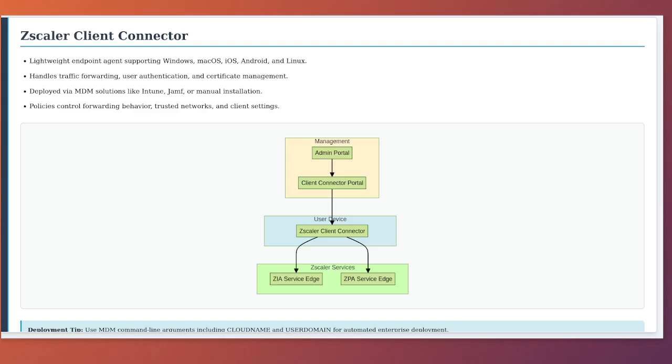First, it handles traffic forwarding by intercepting network traffic on the device and directing it to Zscaler for inspection. This can use various techniques including a local proxy, tunnel modes, or packet filtering depending on the platform and configuration. Second, the client connector handles user authentication. When a user logs in, the client authenticates them against the configured identity provider, typically through SAML. This authentication establishes the user identity that will be used for policy evaluation. The client can also perform device posture checks to ensure the device meets security requirements.